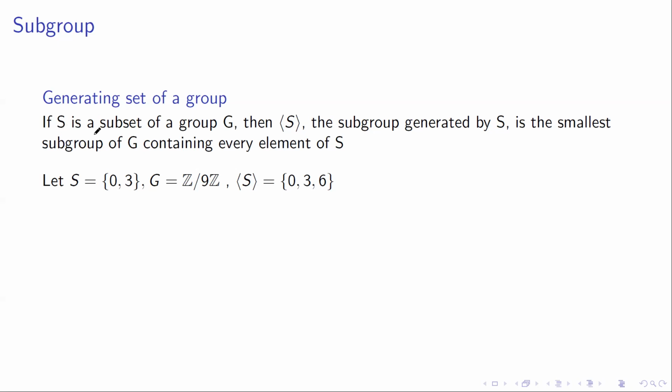If S is a subset of a group G, then we can write this symbol as the subgroup generated by S. So what do we mean by the subgroup generated by S? The subgroup generated by S means the smallest subgroup of G containing every element of S. Let's say I have an S with these two elements, 0 and 3, and the generating set of this is 0, 3, and 6, because this is the smallest subgroup that contains every element in S. We can call this a generating set of the group.